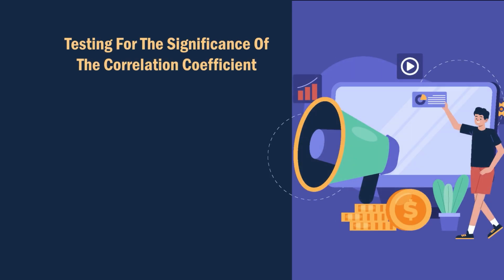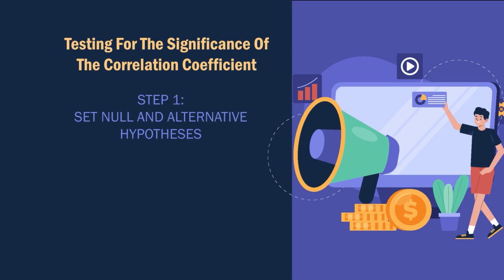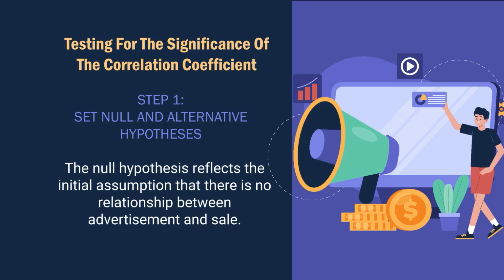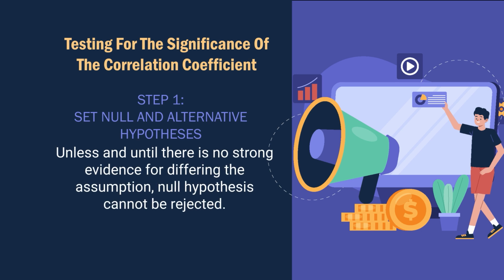As in step 1, we set the null and alternative hypotheses. Here the null hypothesis can be stated as: there exists no correlation between the advertisement expenditure and sales. It can be represented as H sub 0: R is equal to 0, meaning that the correlation between advertisement and sales is not significantly different from 0. The null hypothesis reflects the initial assumption that there is no relationship between advertisement and sales, as we have seen earlier. Unless there is strong evidence against the assumption, the null hypothesis cannot be rejected.